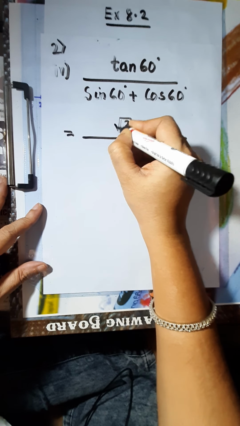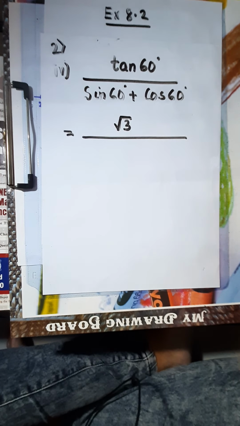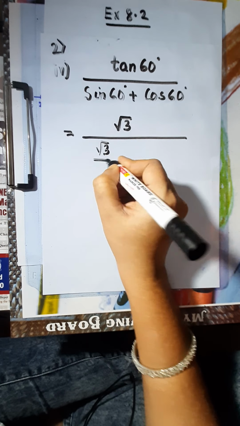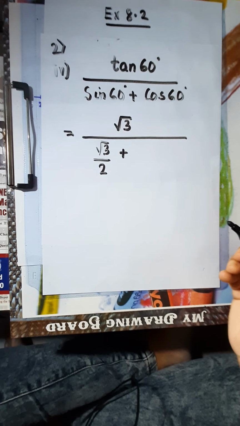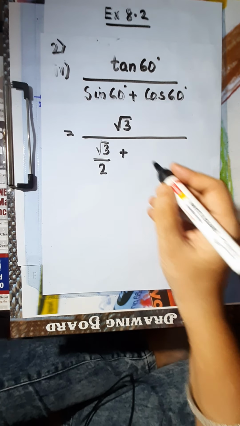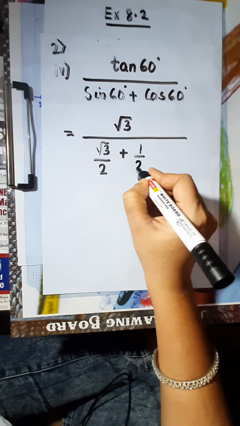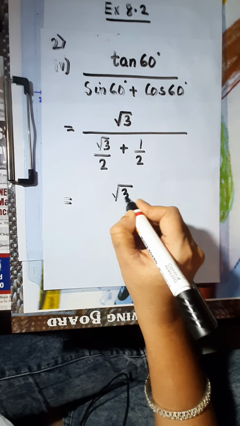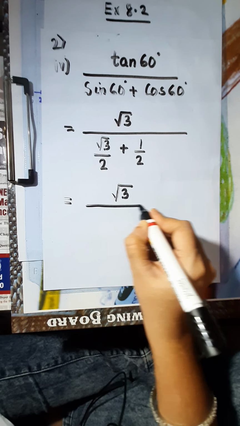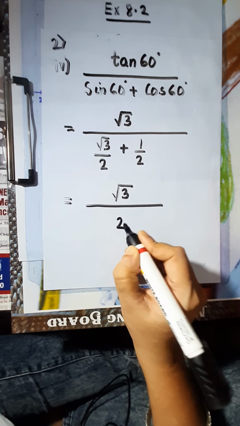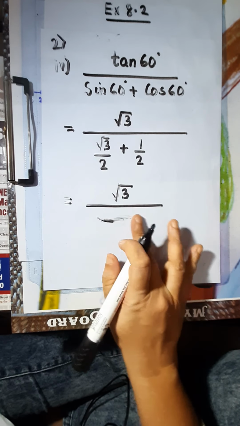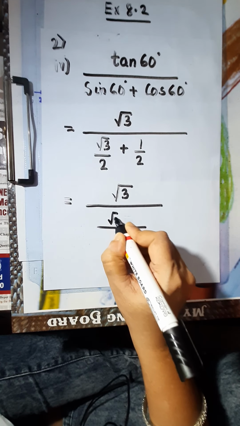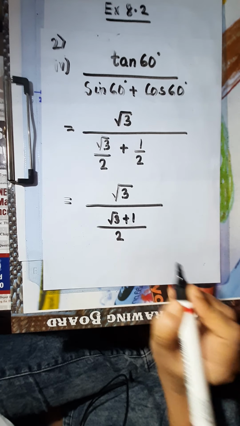upon, what is sine of 60? Sine of 60 is equal to root 3 upon 2 plus, what is cos of 60? Cos of 60 is equal to half. Okay. So, this is equal to root 3 upon 2 is common, root 3 plus 1. Correct.